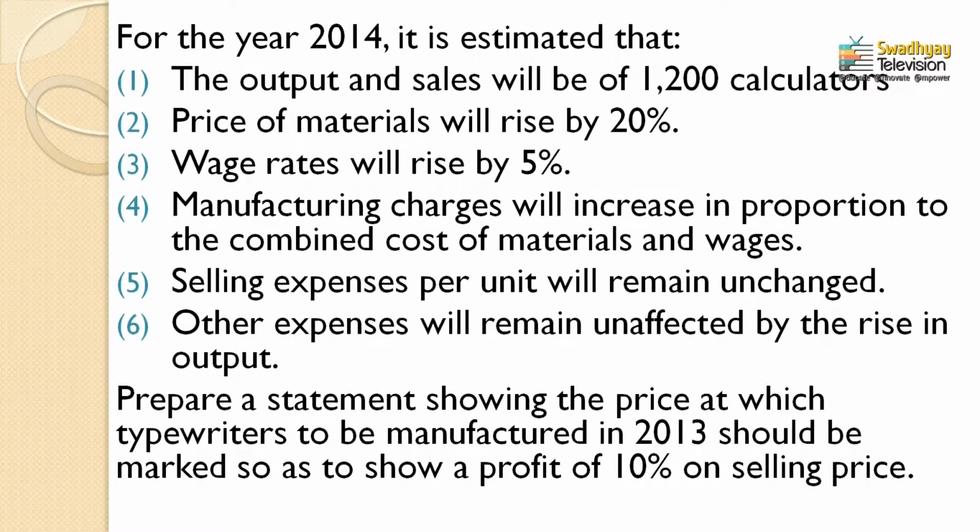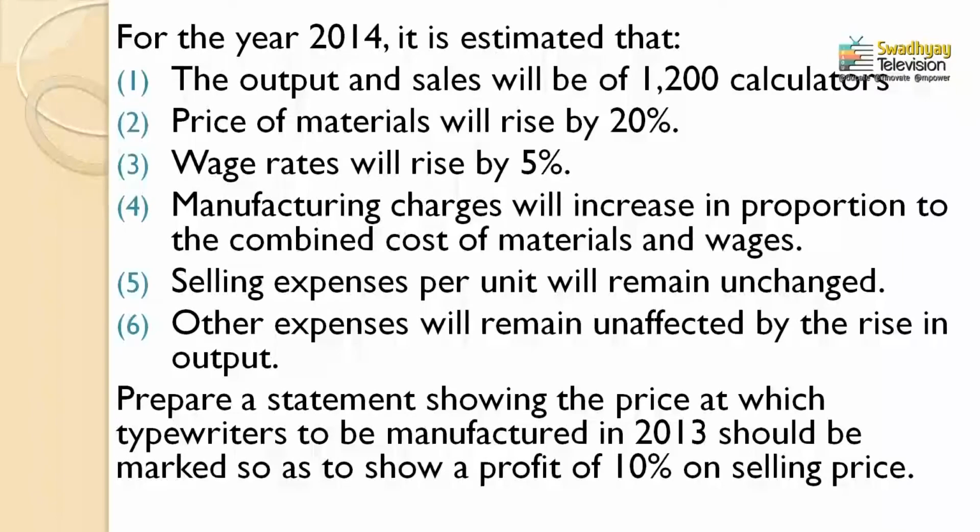Okay. Now, see the second part of the question. For the year 2014, it is estimated that we have certain adjustments. First, we will go through the whole second part of the question. The first is that output and sales will be 1200 calculators. So, that means it is a change. Earlier, we manufactured 1000 calculators in the year 2013. Now, for the estimation of 2014, they will manufacture 1200 calculators. For the manufacturing of 1200 calculators, there are certain changes in expenses also.